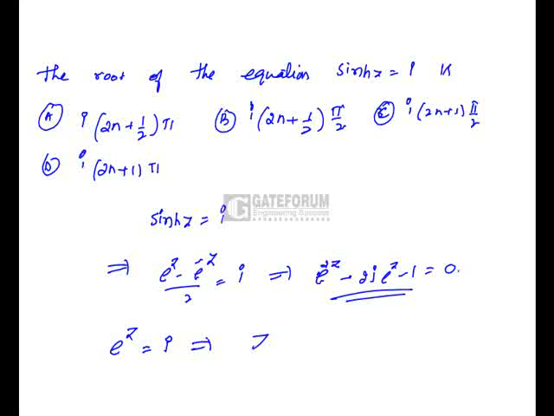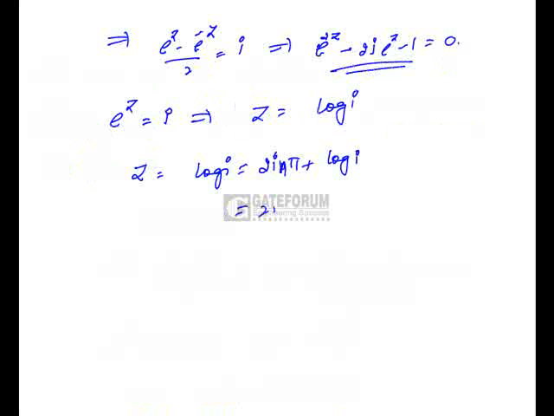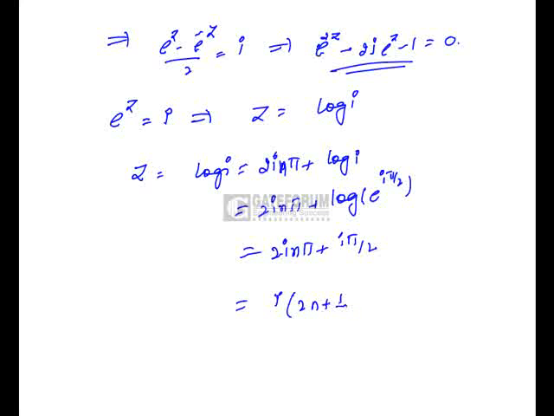That implies z will be log i. Now this log i is nothing but 2i n pi plus log i, as it will repeat. It is a periodic function, so we can take 2i n pi plus log i. If I write this i in terms of Euler's formula, it can be written as e power i pi by 2. This can be written as 2i n pi plus i pi by 2, which is nothing but i times (2n plus 1) by 2 into pi, which is nothing but option A.